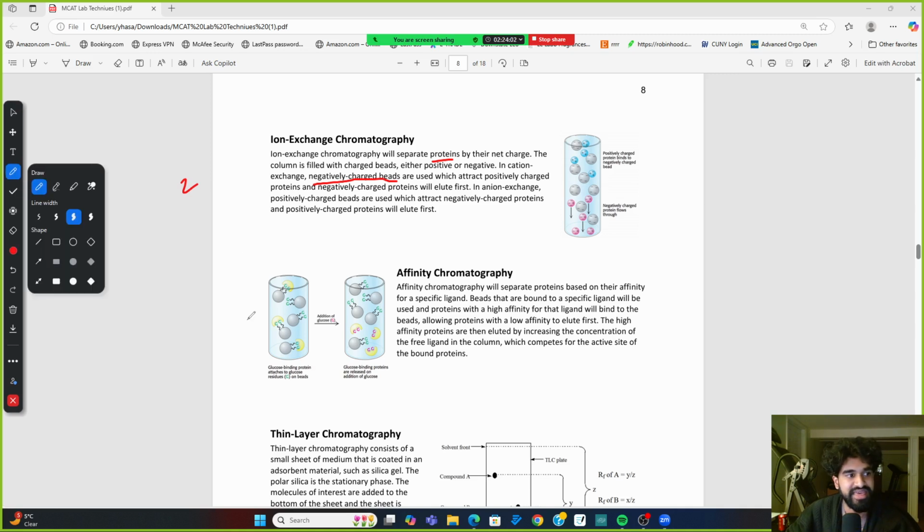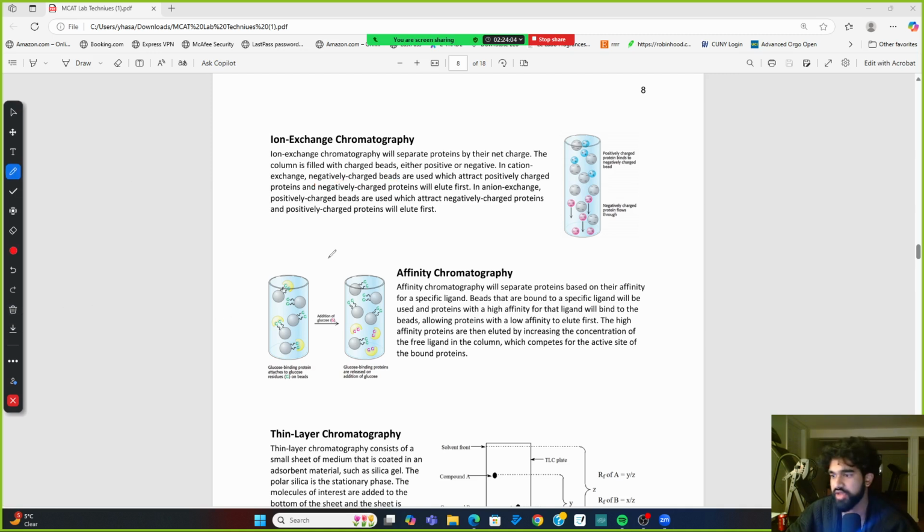So, negatively charged beads. Okay, wait, for size exclusion, no. Size exclusion excludes by size. So the fat people get left behind. Okay. So, in cation exchange, you're catching the cation. In anion exchange, you're catching the anion. What is a cation? A cation is a positive ion, and an anion is a negative ion, right?